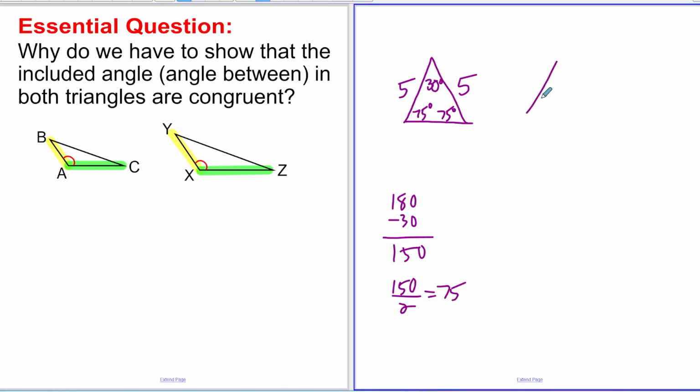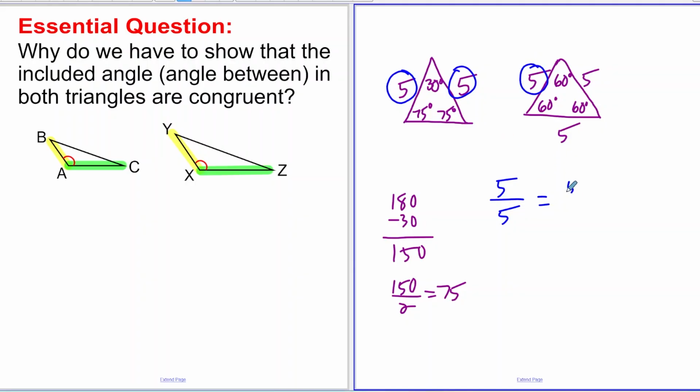So I would have a 75-degree angle down here and a 75-degree angle down here. And then let's say I draw another triangle right next to it, but this time I'm going to draw an equilateral triangle. So I have 5, 5, and 5, and in an equilateral triangle, all the angles are 60 degrees. But notice that the ratio of the sides in both triangles are equal. So I could say 5 over 5, if I compare the left and right side, is equal to the ratio of the left side to the right side in this triangle.